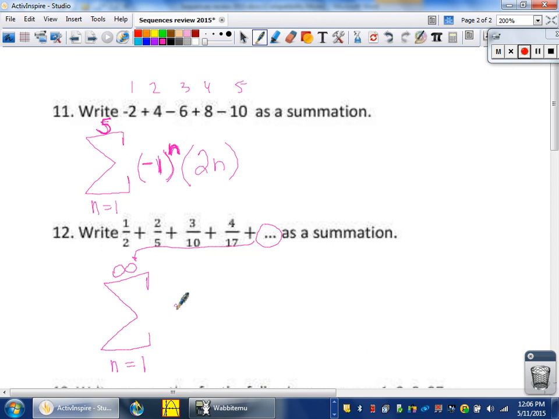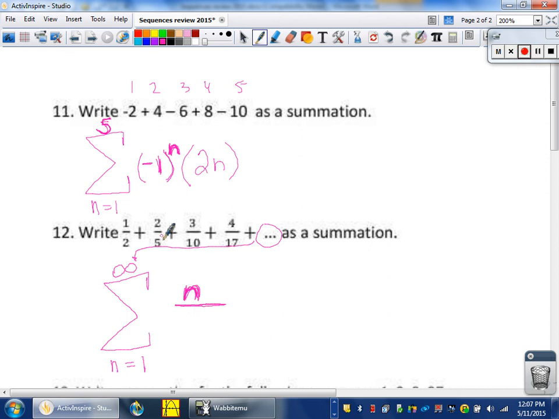So we know we have a fraction here. You have a numerator that's generated and a denominator that's generated. Looking at the numerators, 1, 2, 3, 4, dot, dot, dot, those are just your n values. 1, 2, 3, 4, 5, 6, 7. So that's just n with nothing else around it. Now the bottom we have to figure out.